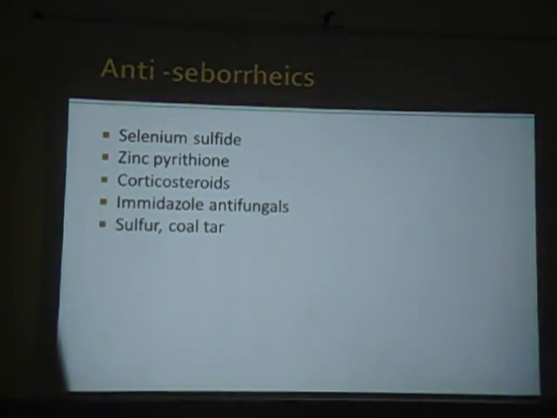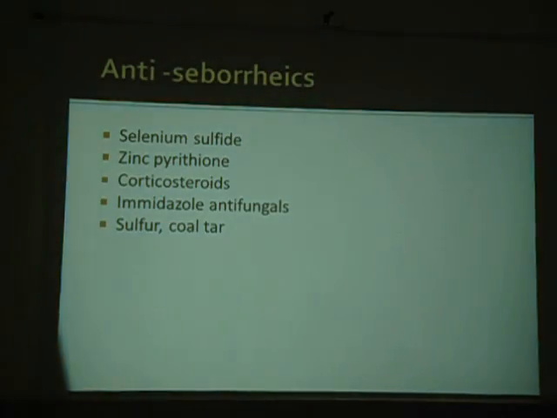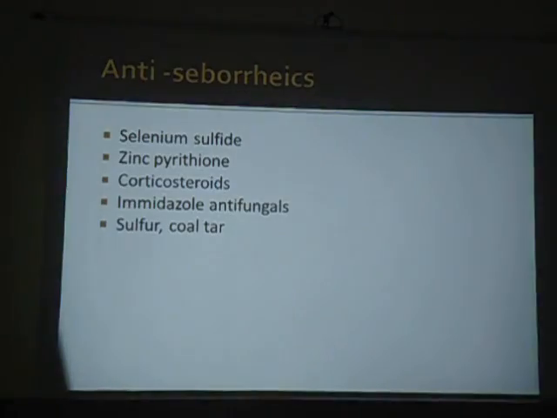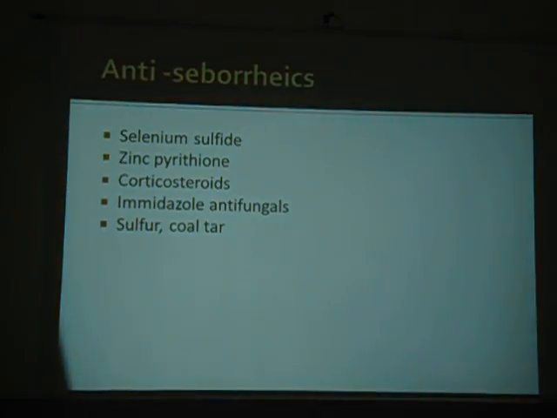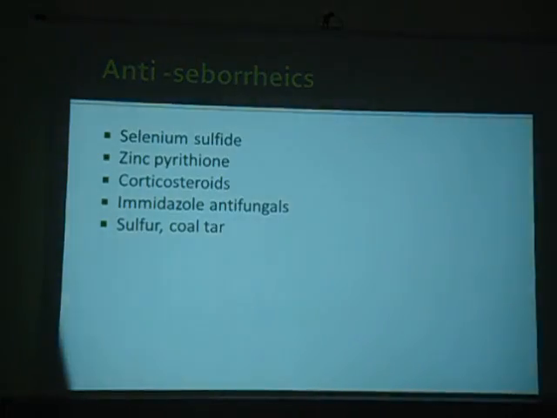Have you heard of dandruff? That is what we call seborrheic dermatitis. It can be seen in the hair and nape of the neck, all these areas. For seborrheic dermatitis, we can use ketoconazole shampoos, imidazole antifungals; oral drugs are also available. Along with that we can use selenium sulfide, zinc pyrithione, corticosteroids, sulfur, coal tar; all these preparations are used for this seborrhea.